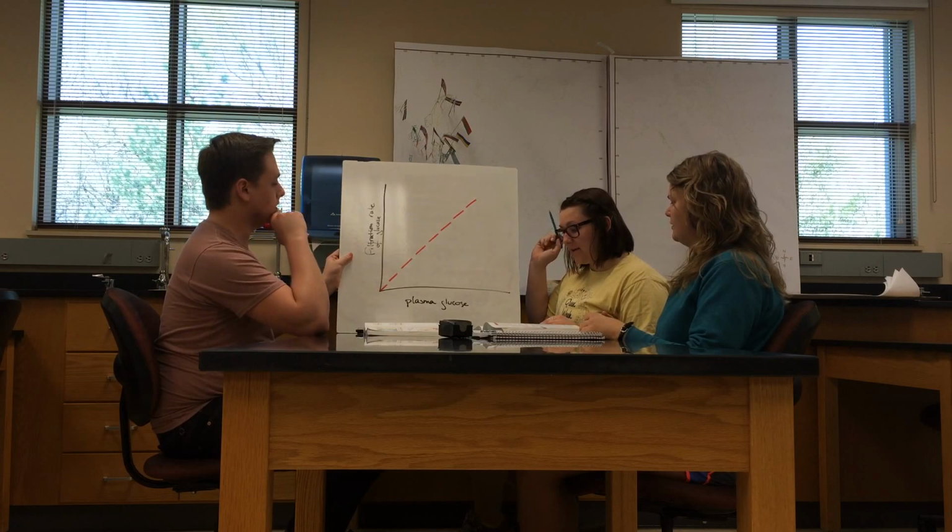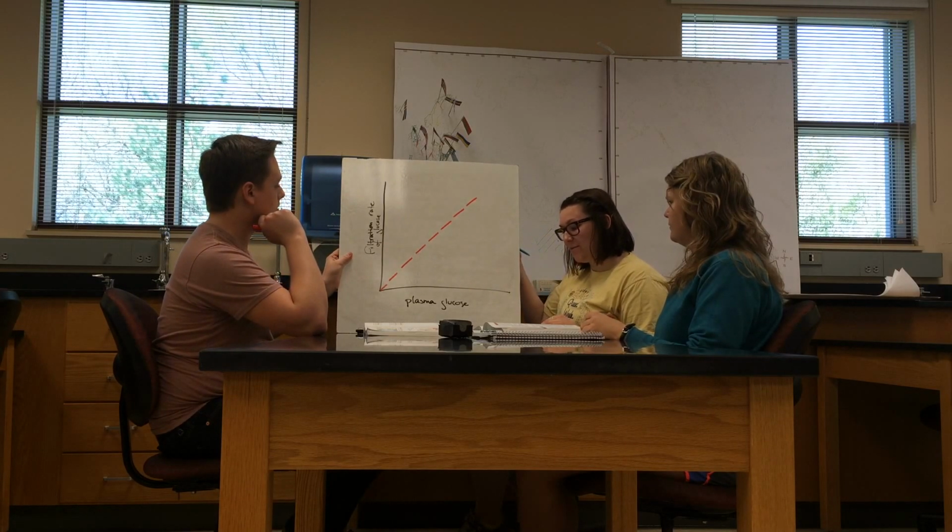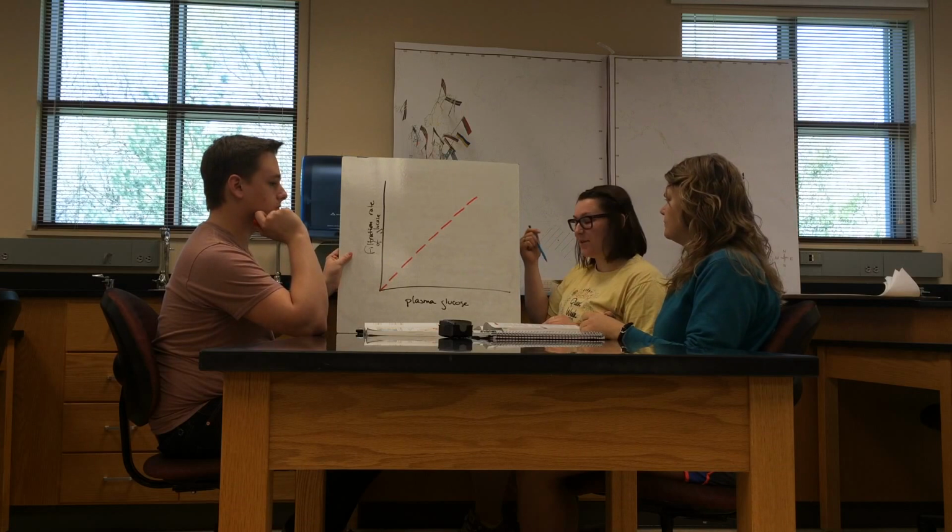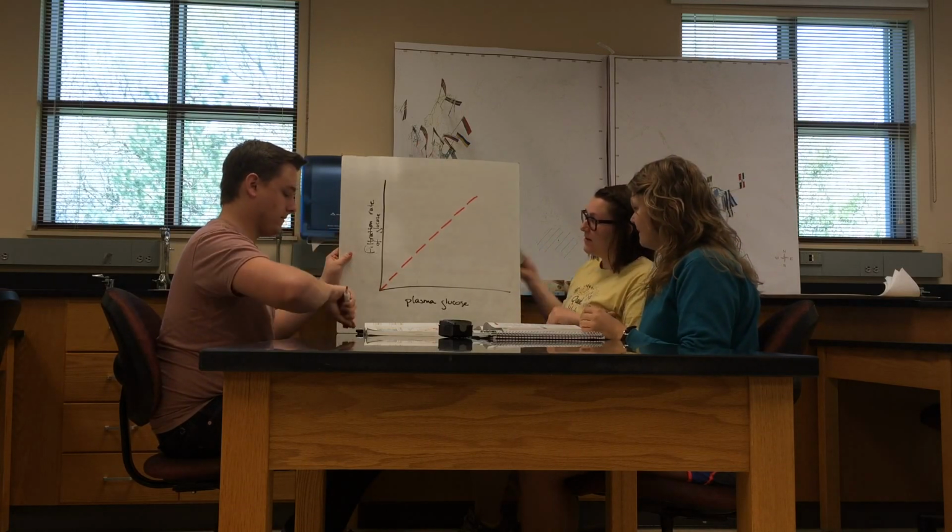It's a straight line because the filtrate glucose concentration is always equal to the plasma glucose concentration. Right, that's what it is. Straight from the book.